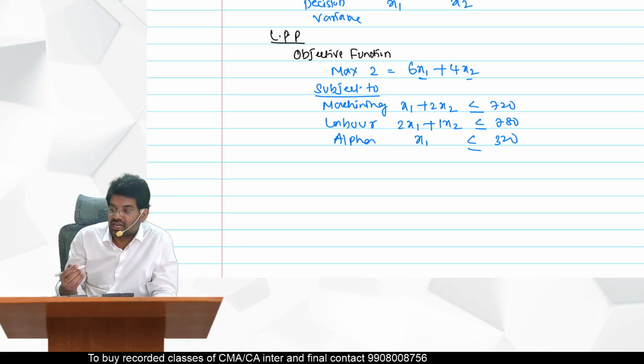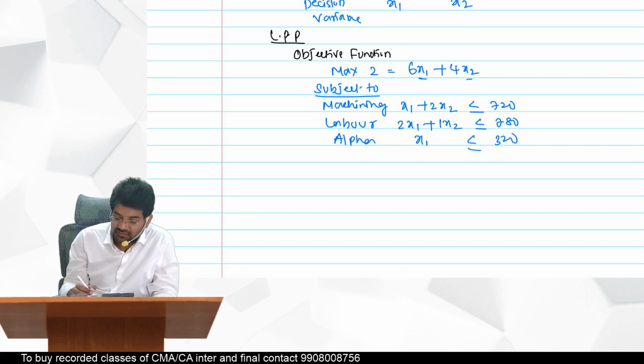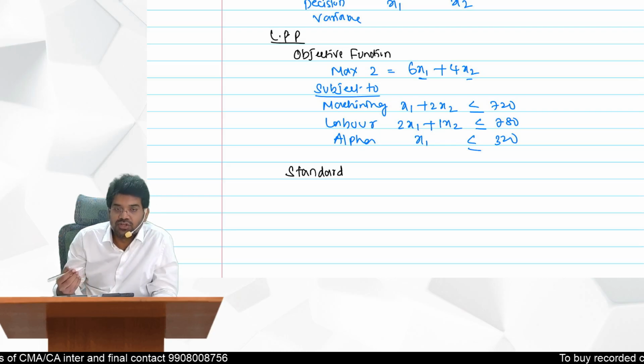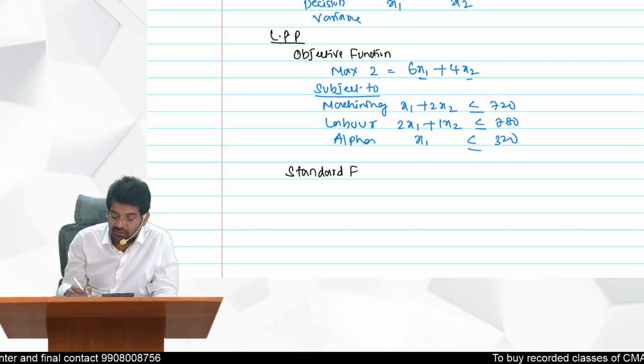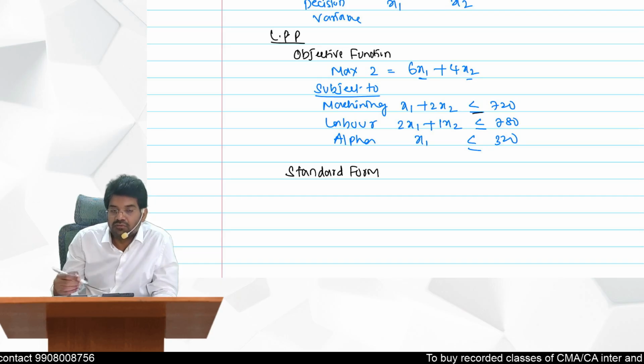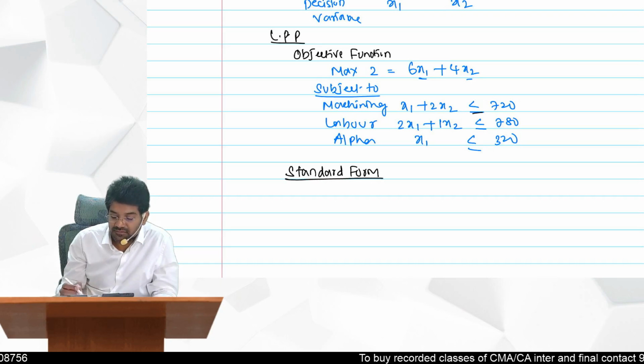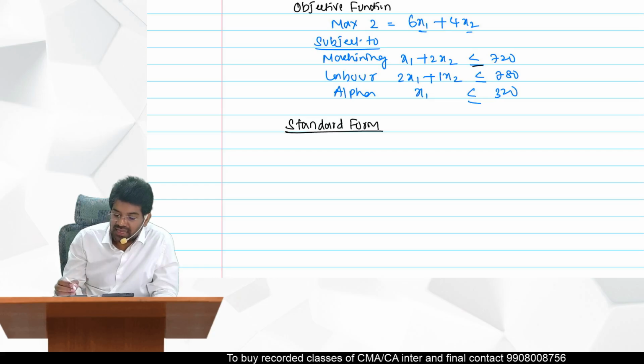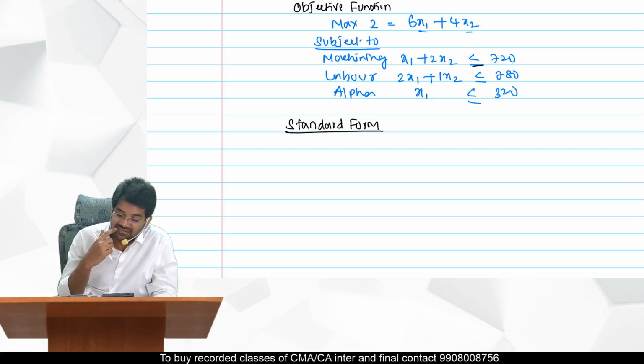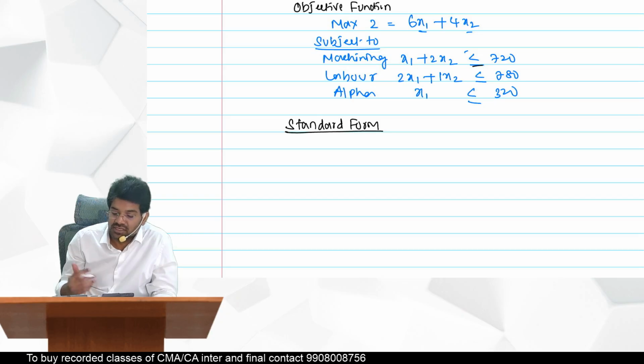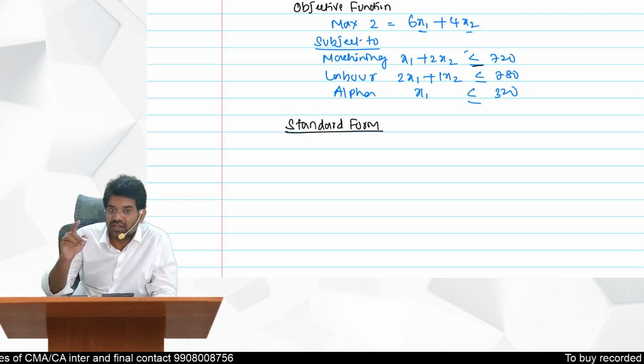We should express this in standard form. These constraints we should convert into standard form. Since we have less than or equal to type, we should introduce slack variables. How many slack variables do we have? 3 here. In these 3 cases, 3 slack variables we should introduce. To convert the first equation, second equation and third equation into equality, we require 3 slack variables. Yes, let us assume those slack variables.